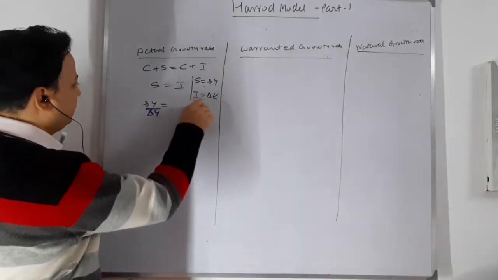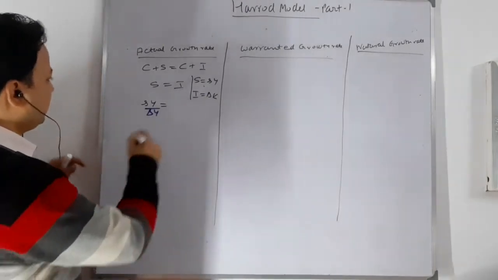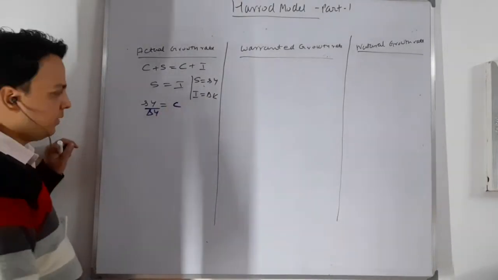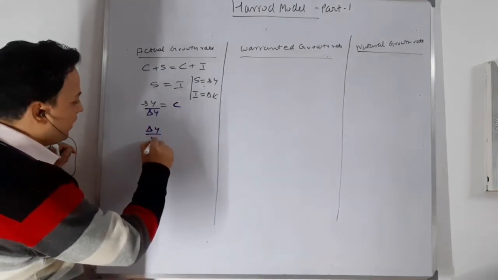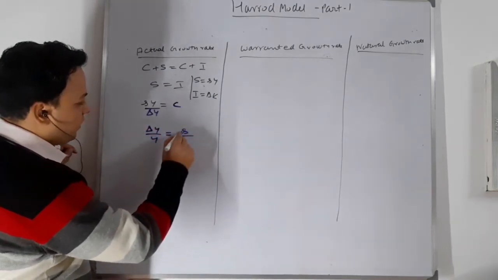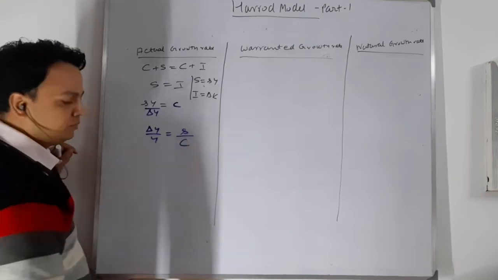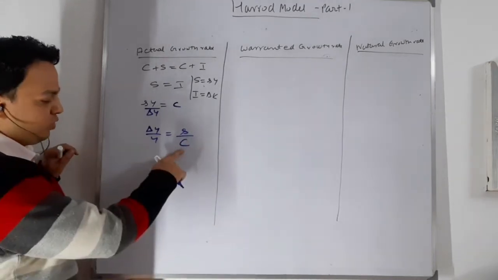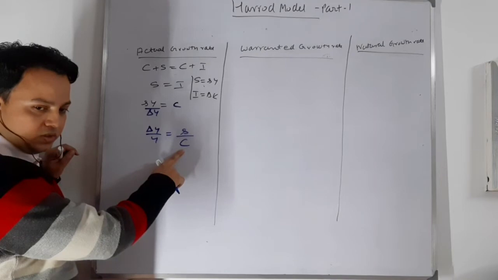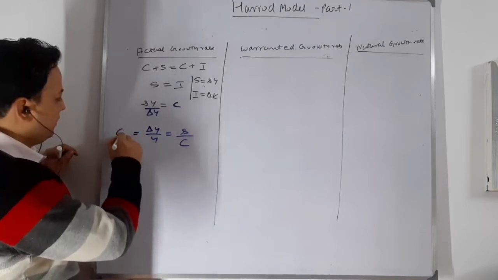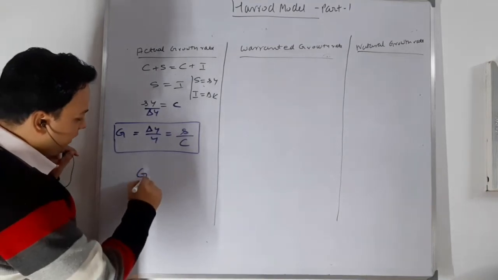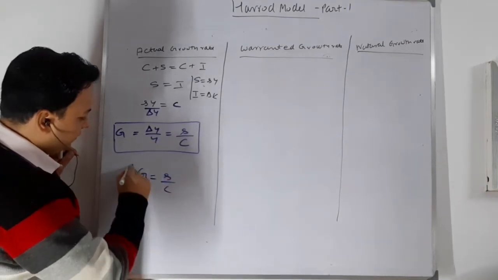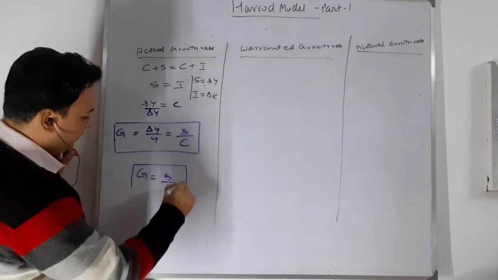Let me write here, small c. Take this one to that side, take this one to this side, and you can get delta Y over Y equal to marginal propensity to save over, what is this? Capital output ratio or incremental capital output ratio. This is your G, the actual growth rate. Generally, we write G equal to S over C. We don't need to write this one.